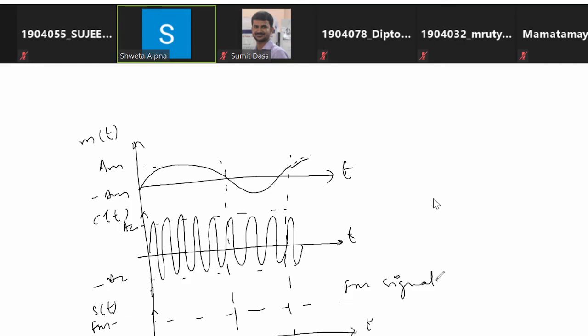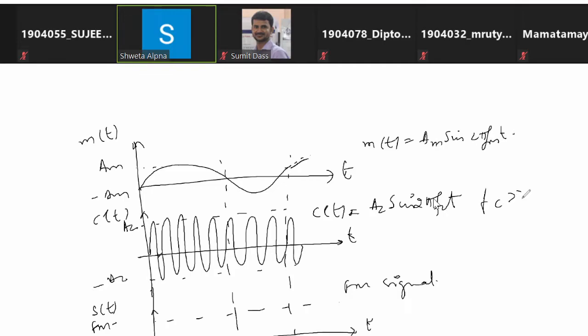So in frequency modulation, what is happening to the frequency of the carrier signal? Suppose the equation of carrier is represented as AC cos 2 pi fc t. Although I have drawn the sinusoidal waveform, you can write it as sine also according to the diagram, since the diagram is a sine wave. So suppose it is AC sin 2 pi fc t, and m(t) is represented as AM sin 2 pi fm t. These are the two sinusoidal signals with frequency of carrier much greater than the frequency of the message signal.